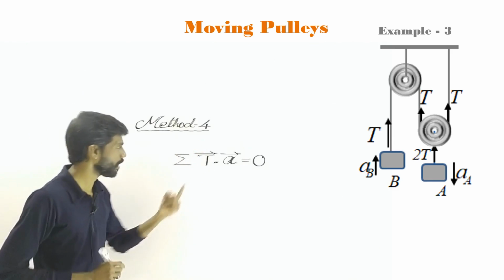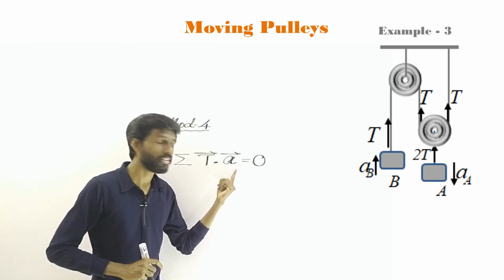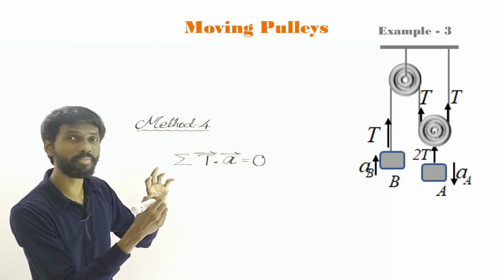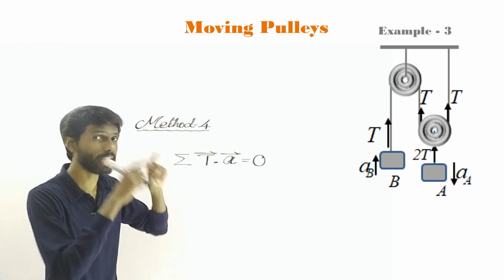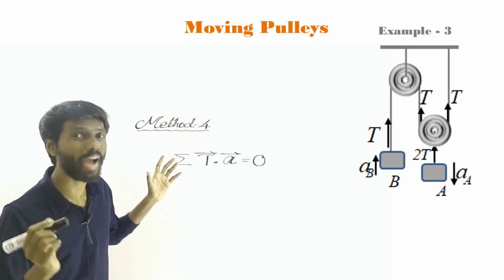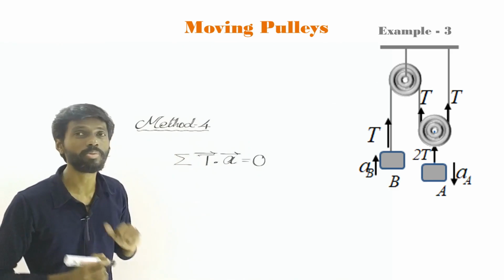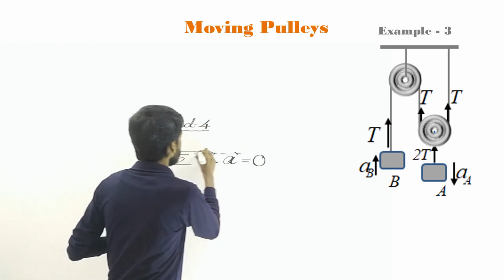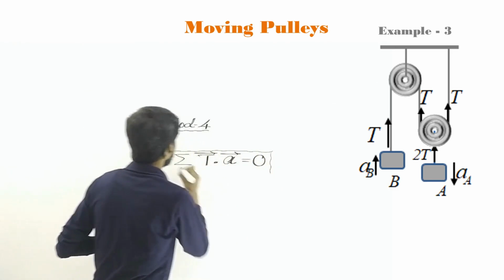For now, take the tension multiplied by the acceleration for a particular block. Similarly, you find it for the other block also: the tension acting on that block, multiplied by its acceleration. You add all that, and that total must be equal to 0. This is the idea we are going to use, and this is important.